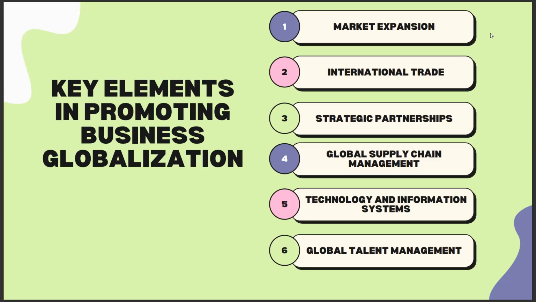So, the third one is strategic partnership. So collaborating with international partners such as joint ventures, strategic alliances, or partnerships can provide access to local expertise, distribution networks, and customer bases. So these relationships help businesses establish a presence in foreign markets and overcome entry barriers.